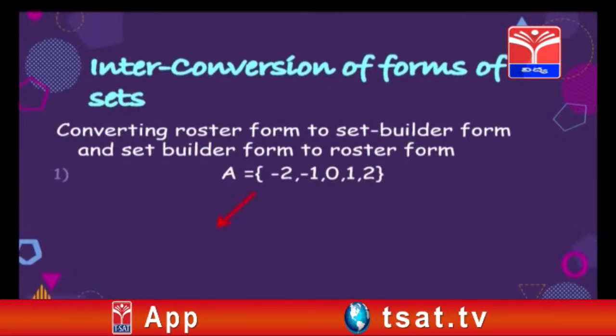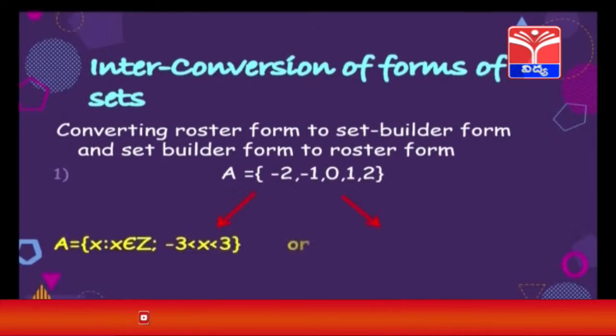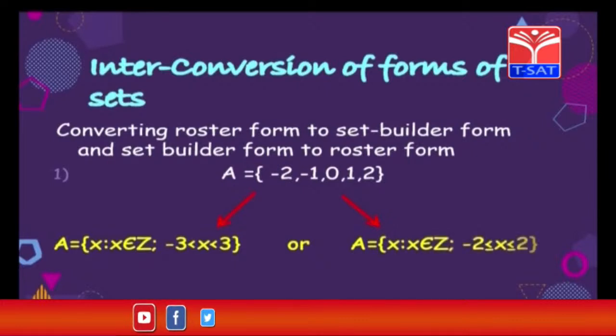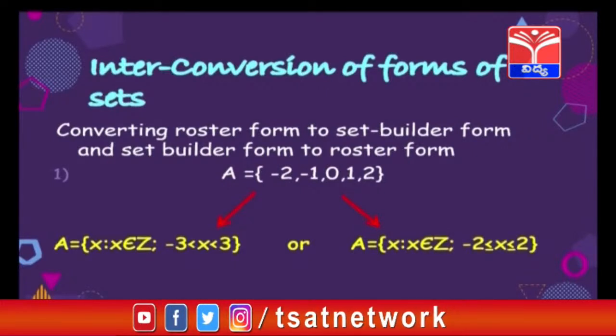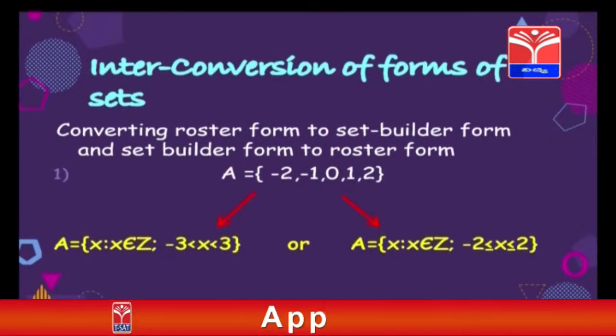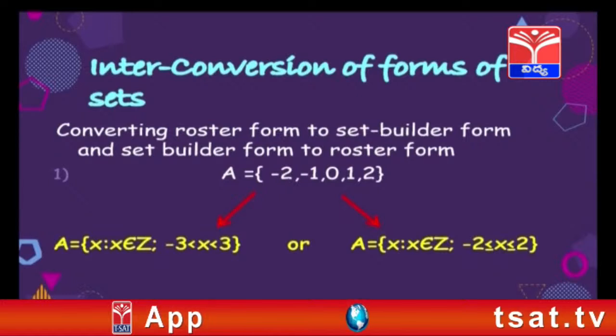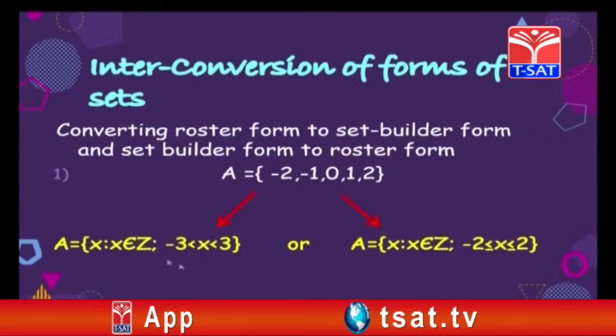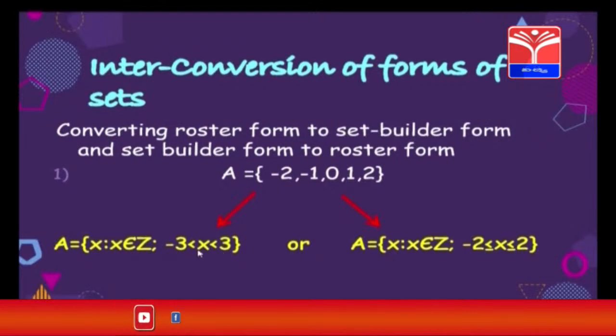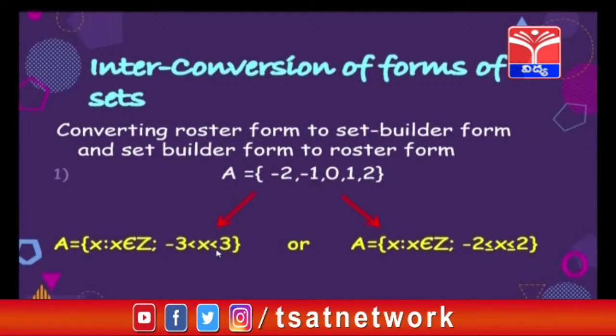I can write this in two ways in the same set builder form, where in the first way I can write it as A consisting of the set of x such that x belongs to integers and x is greater than -3 but less than 3. If you observe, children, I have used only the less than symbol in both the cases. x is greater than -3 but x is less than +3.